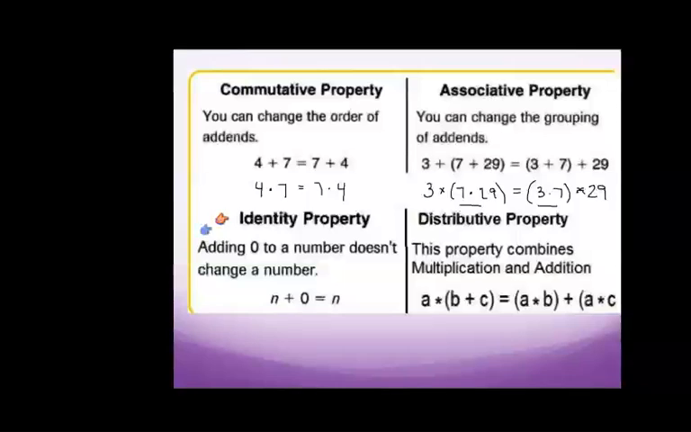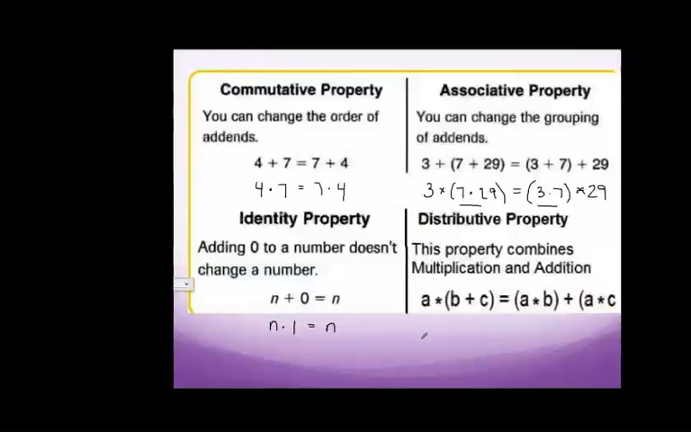The identity property, again, if you add 0 to a number, it does not change the number. The identity property for multiplication is multiplying it by 1. It makes it equal to itself. And the big one, the distributive property. This can combine multiplication and addition. So you distribute using multiplication, a times b plus a times c. So then you are able to add these together.